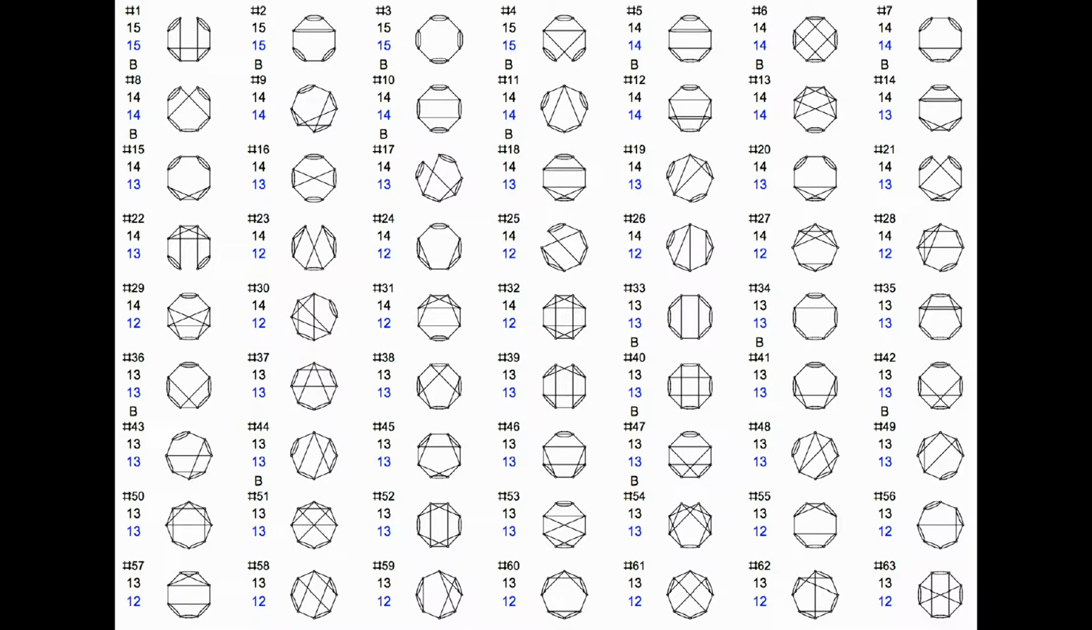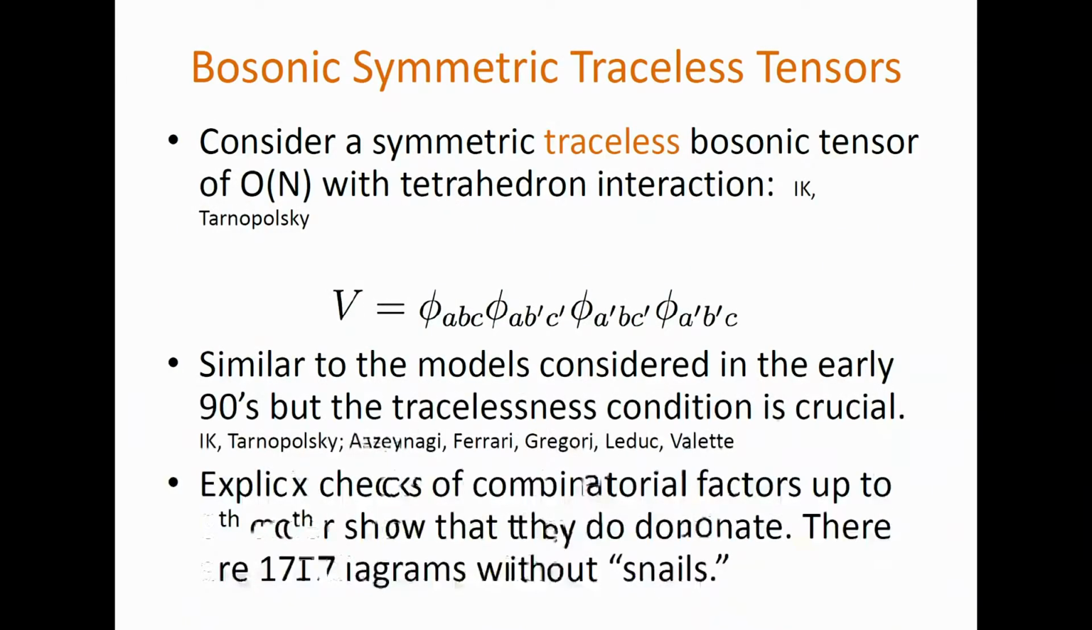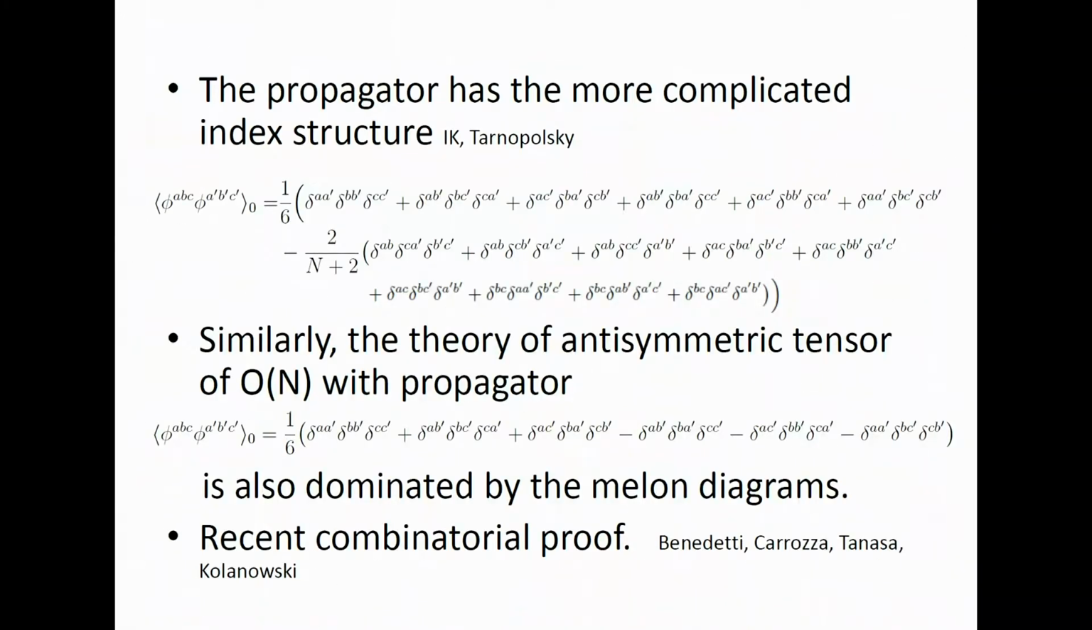So there is a vast number of non-melons. Sometimes the blue ones are the O(n) cube theory and the black ones are the O(n) theory. Sometimes this traceless symmetric theory is more suppressed than the O(n) cube, and sometimes the O(n) cube is a bit more suppressed than O(n). But this extra enhancement does not cause violation of the melonic limit. So we made the conjecture that in this case too, you actually get a melonic limit.